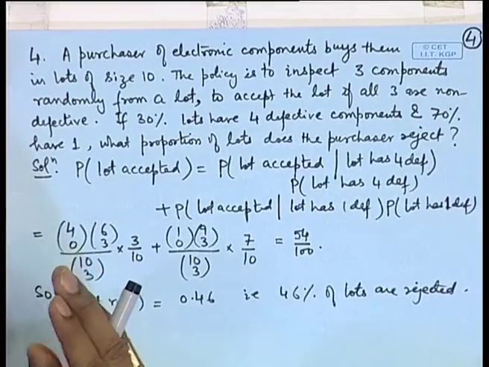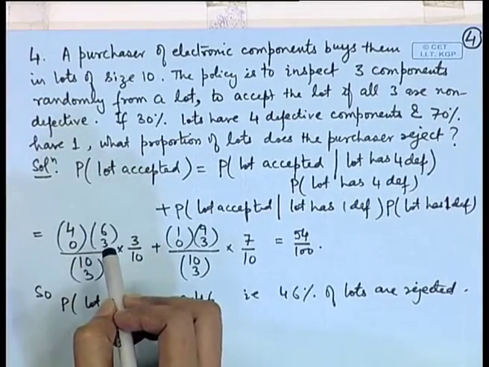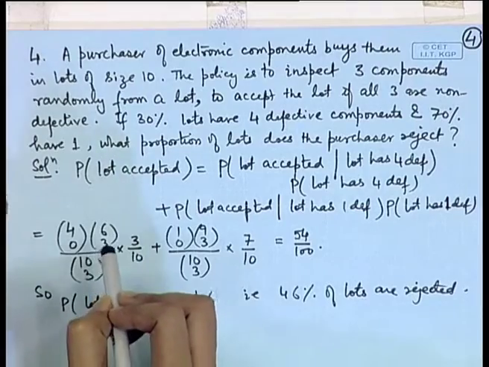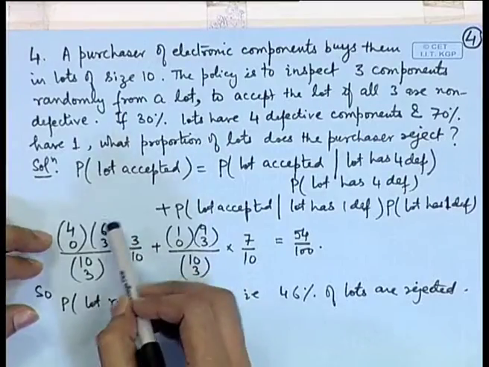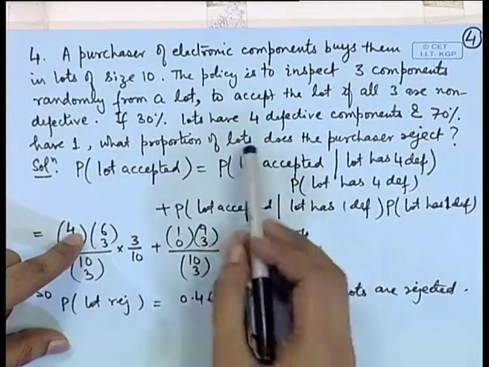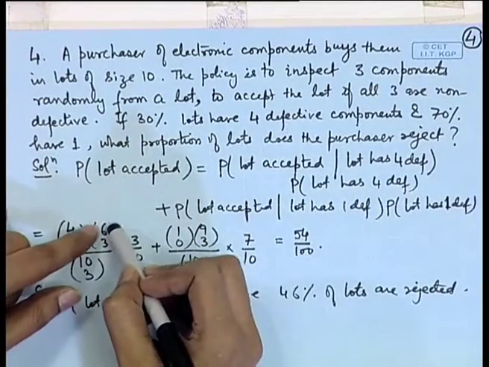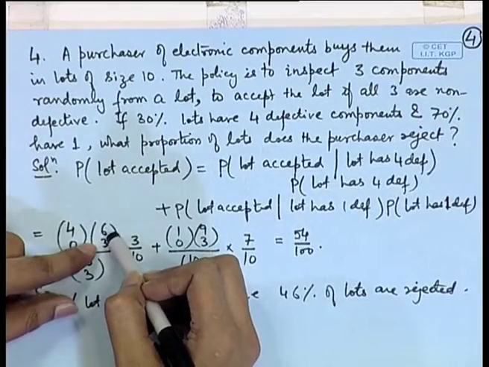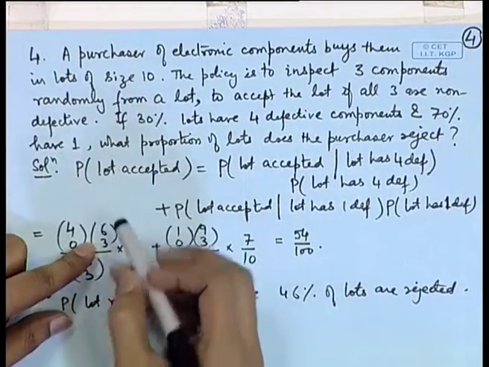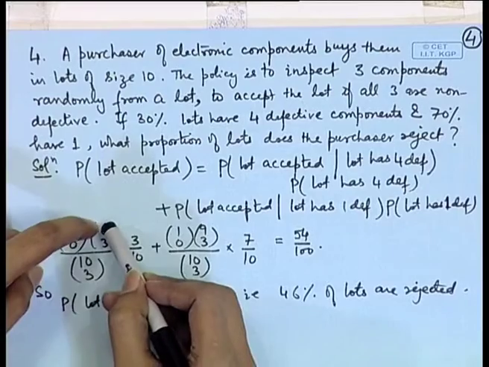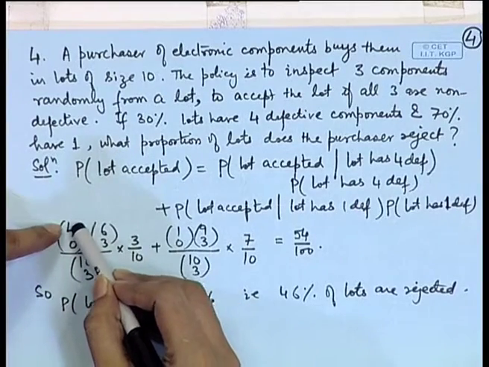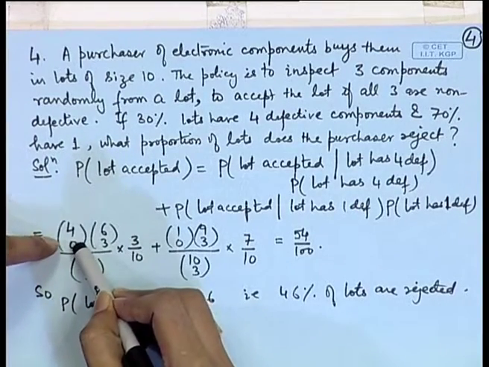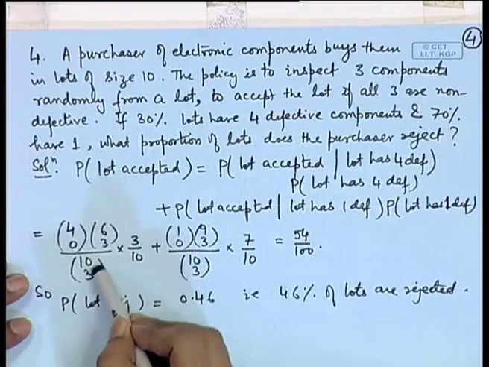The lot will be accepted if all the 3 checkings which have been done from here are for the good ones. So, since the lot which is having 4 defective, 6 will be good. So, the 3 which the purchaser has selected must be all good. So, it is 6 C 3 and out of the bad ones none of them is selected. So, 4 C 0 into 6 C 3 divided by 10 C 3, which is the hypergeometric probability.